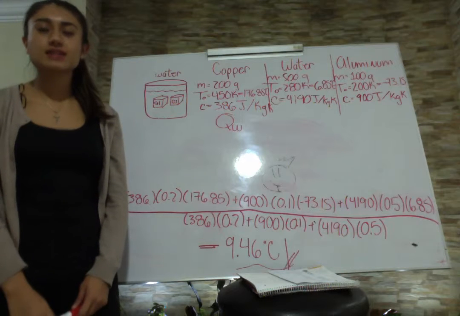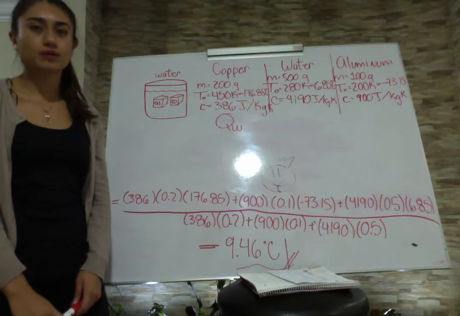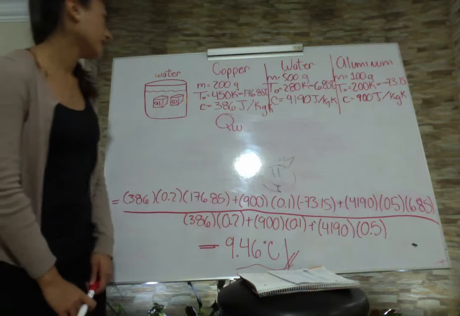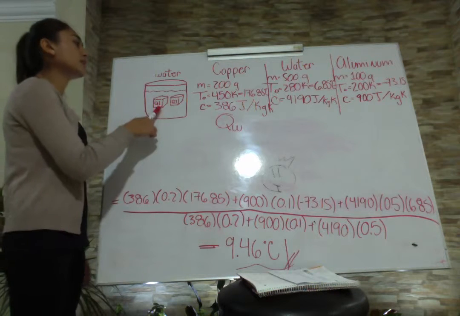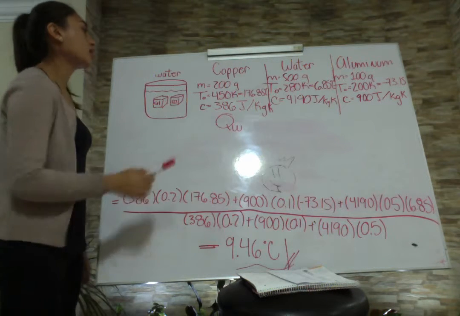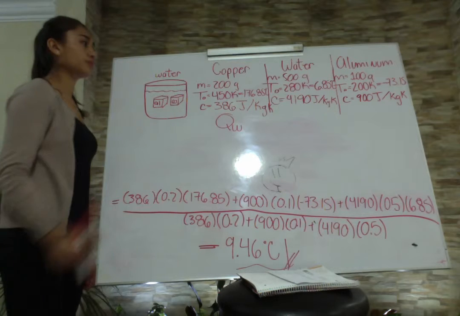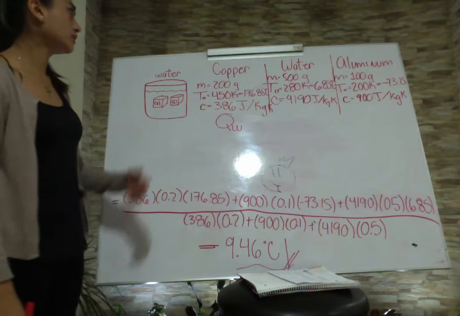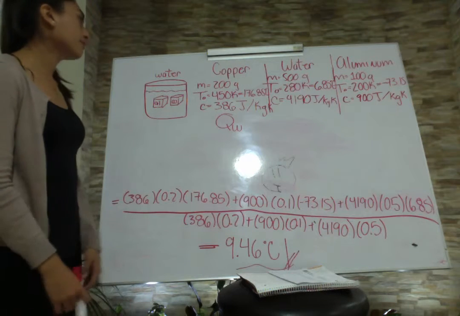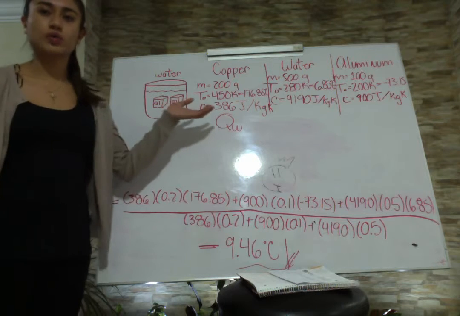Hi teacher, this is one of the problems that we did in a quiz. It's the one that says that a piece of aluminium and a piece of copper are dropped into a bucket with water. So we're gonna start by seeing what data we have.